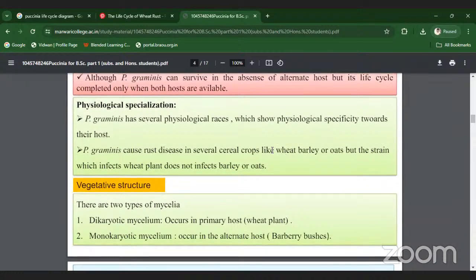Next one. The physiological specialization: Puccinia graminis has several physiological races which show physiological specificity toward the host. And Puccinia causes rust disease in several cereal crops like wheat, barley, oats.